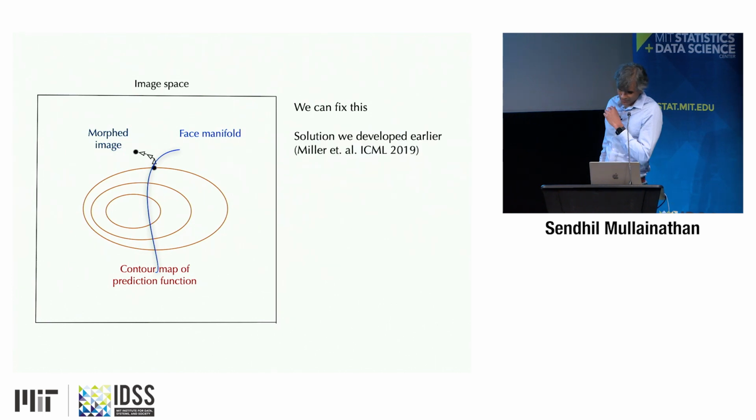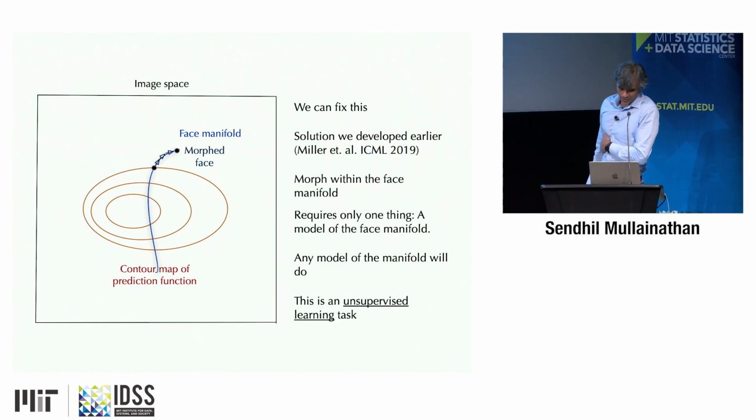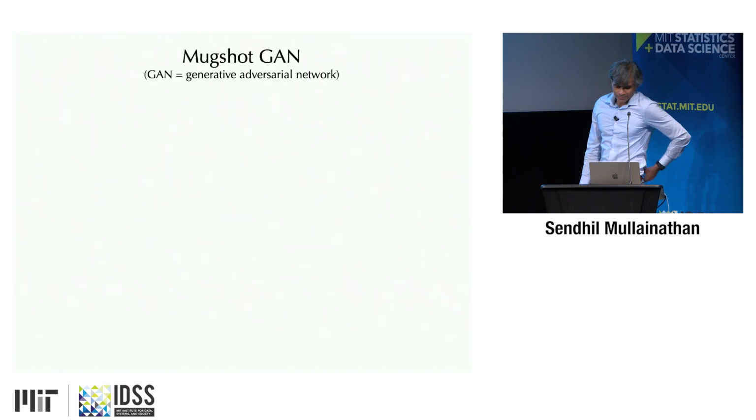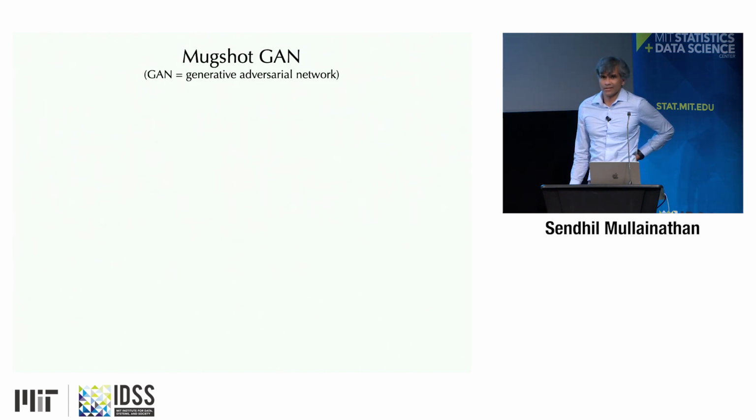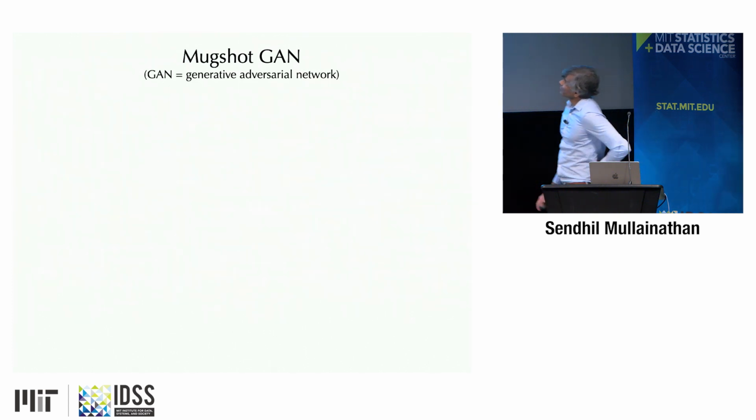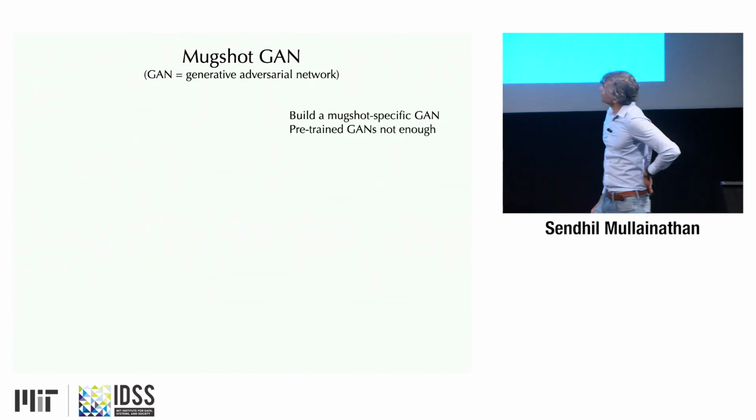And that's what we do, just in the spirit of time. I will go through this fairly quickly. We build a mugshot GAN, where we take all our mugshots and we create a model that can produce synthetic mugshots. It actually works pretty well.